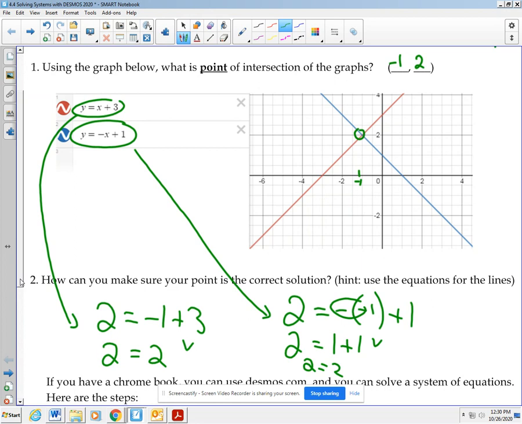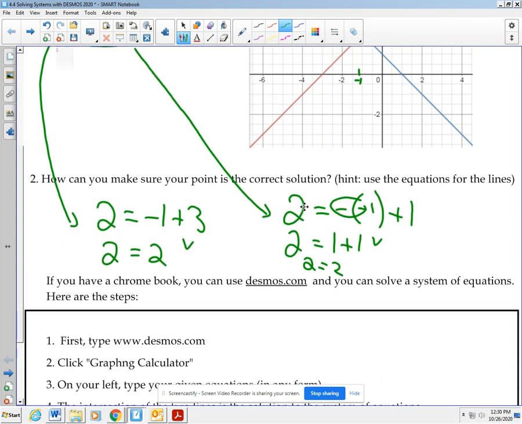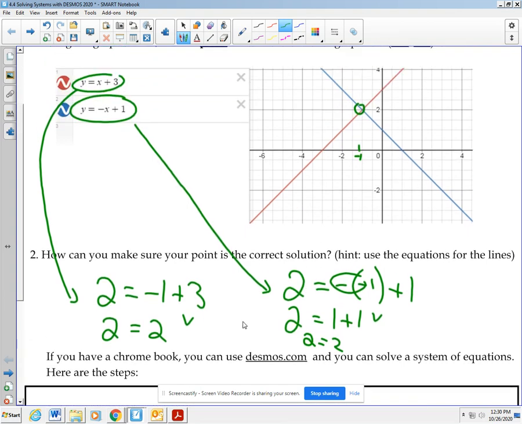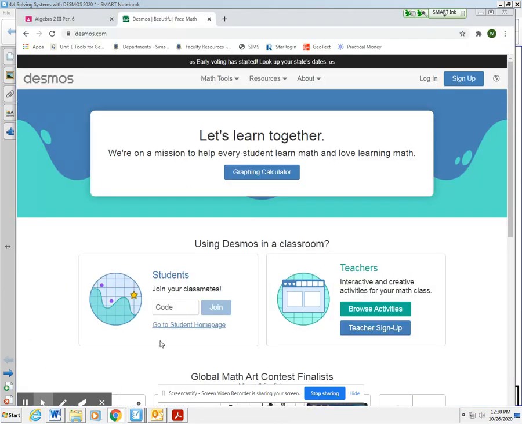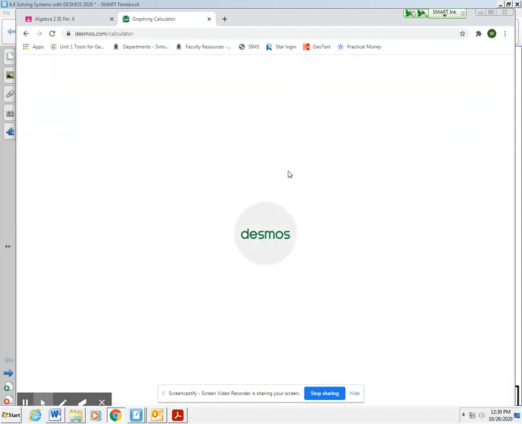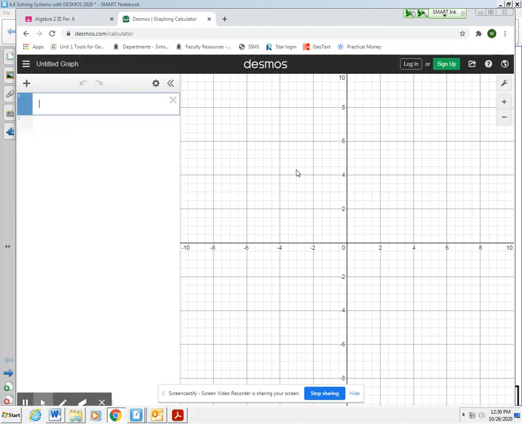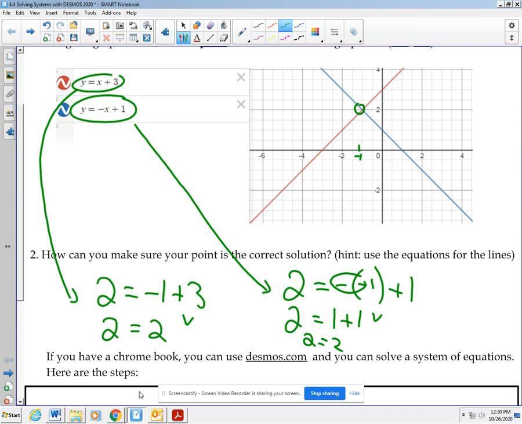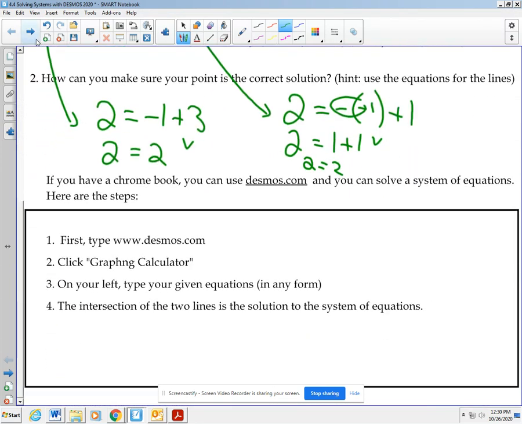Okay? So what are our steps to solve systems using Desmos.com? Step number 1, go to www.desmos.com. So I will show it to you. Okay, so you can just type Desmos.com, graphing calculator. Okay, and let's solve example number 1 on the next page. x minus y is equal to 4. So I'm solving this example over here on this page.